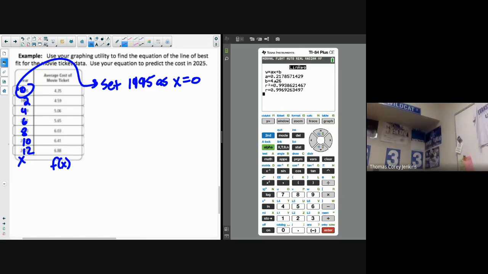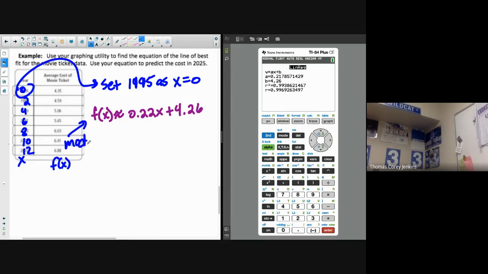So based on what I'm seeing in the calculator, and obviously I don't want to write that whole decimal, I'll round to the nearest hundredth. So I'm going to say f of x, use function notation, is approximately equal to 0.22 times x, plus 4.26. So again, just think about what we've said here. Our output variable, which represents the cost of a ticket, is equal to 0.22 times the number of years past 1995 plus 4.26. That's basically what we've said, okay? So this is our model.